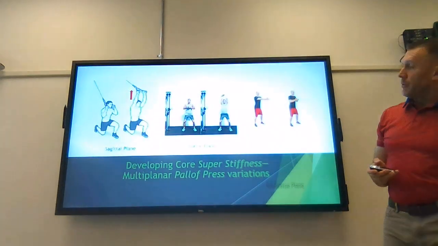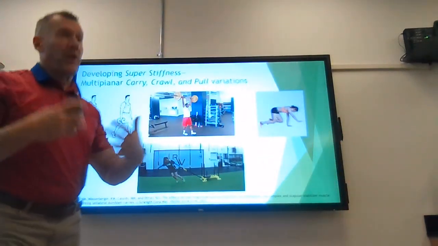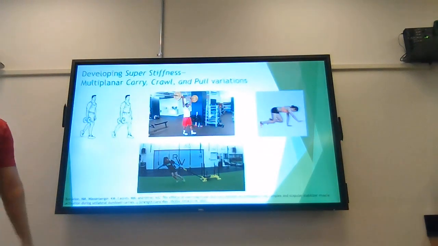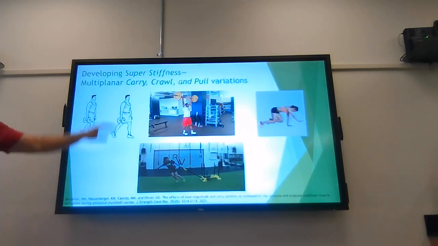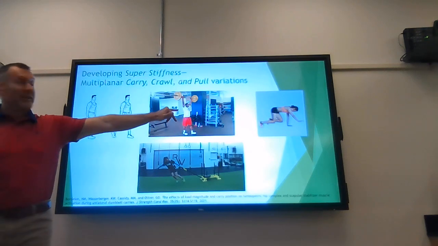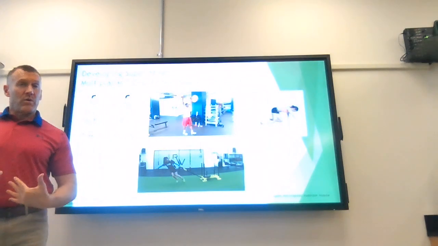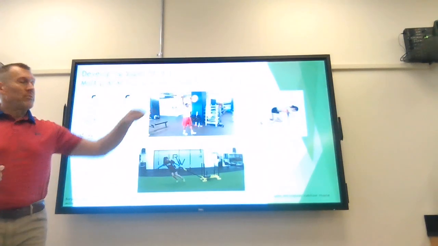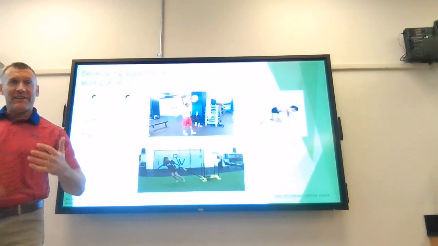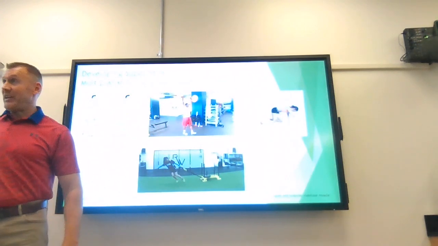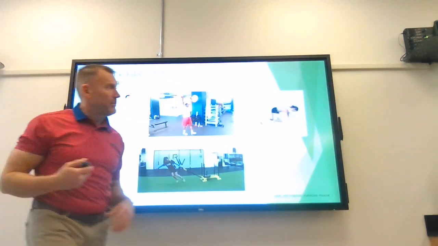Okay, so what are some other approaches? Super stiffness, that's what we want because proximal stability enables distal mobility. Okay, multiplanar carries. How many have done a carry like this? That's a great way to develop core fitness. Pick up a barbell and walk with it. How do you have to be if you're doing that? Walking with a barbell overhead, you gotta be tight, right? Braced. That's a great way to develop core stability.